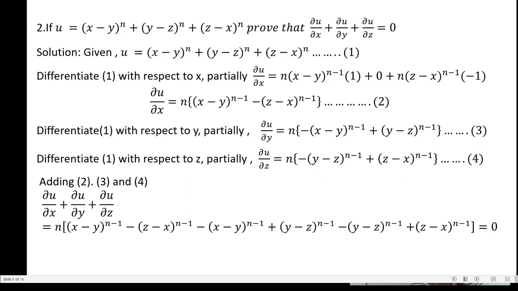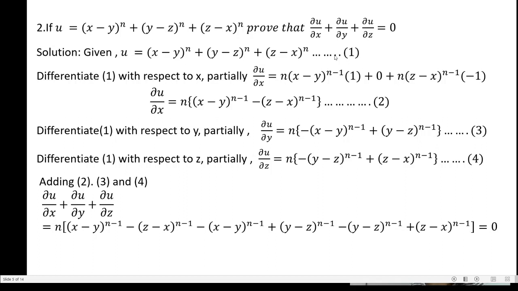Differentiate this equation 1 with respect to x. What we have? Del u by del x. We have to find out del u by del x, del u by del y, del u by del z and then add. Del u by del x is n into (x - y) to the power of n minus 1. Again, differentiation of x - y with respect to x is 1 minus 0, that is nothing but 1, plus (y - z) to the power of n. Right? This, differentiated with respect to x, becomes 0. There is no x term there. The remaining terms in the partial differentiation act like a constant.